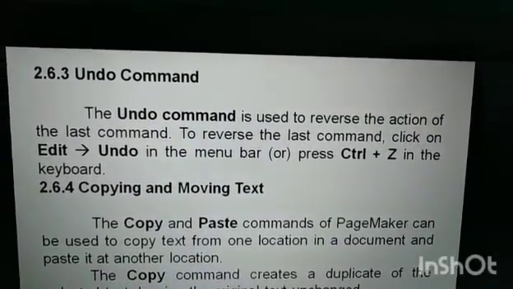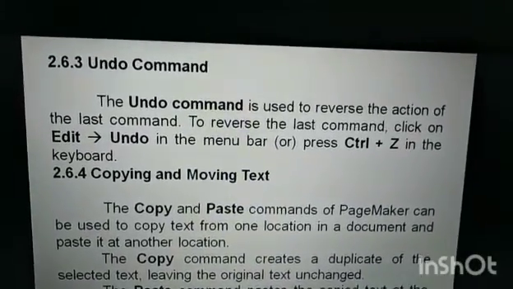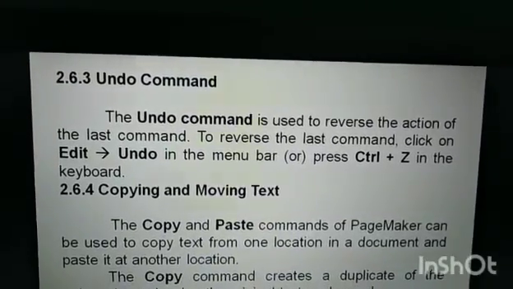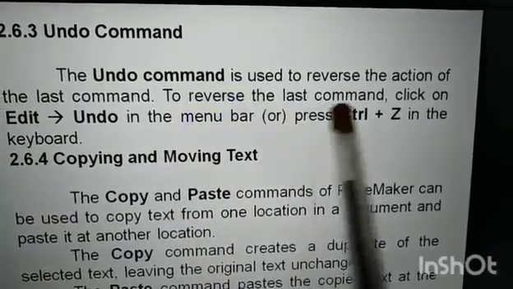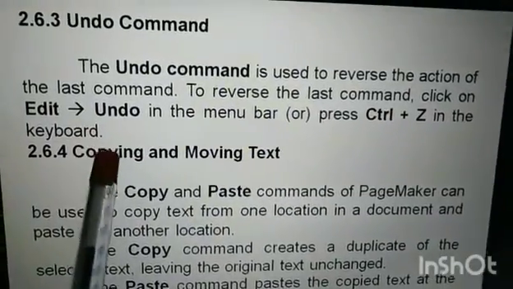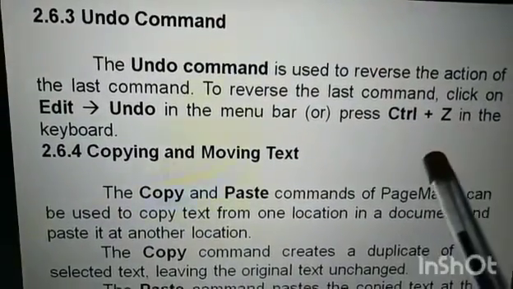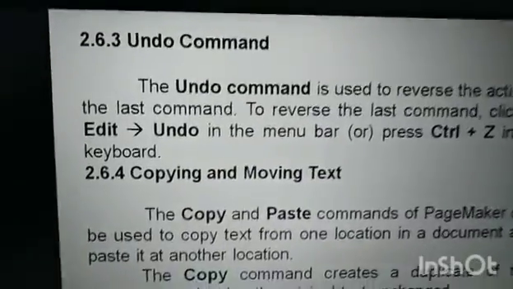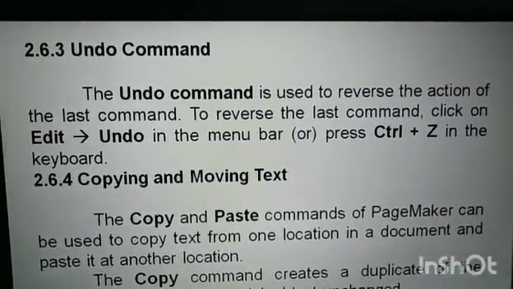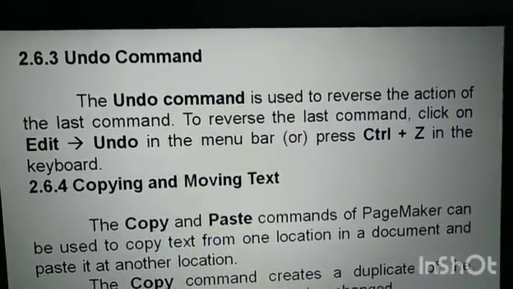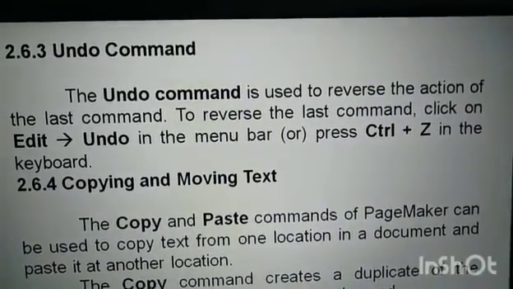The undo command reverses the action of the last command. The undo command is used to reverse the action of the last command. To reverse the last command, click on Edit, Undo in the menu bar, or use the shortcut key Ctrl plus Z on the keyboard. So undo is used to reverse the action of the last command. We use the menu Edit, Undo, otherwise the shortcut key Ctrl plus Z.